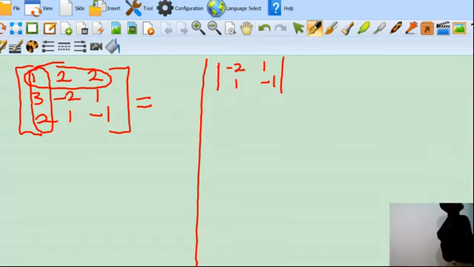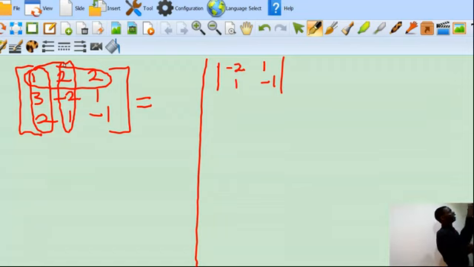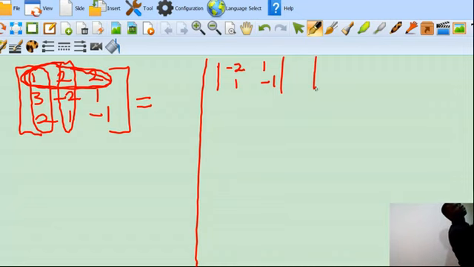Now, to get the second one, that is the second element on your first row, you pick 2, cancel out the column where you have 2, downward, and you cancel the corresponding row again. So you have 3, 2, and 1, -1.